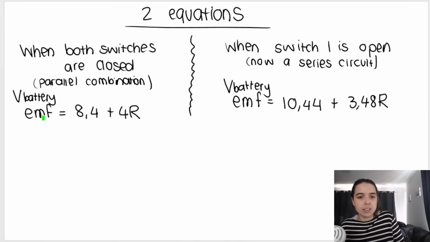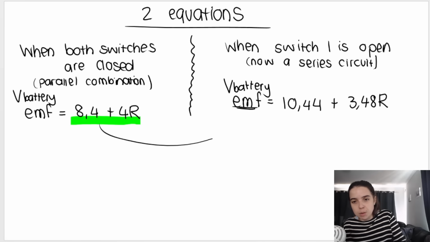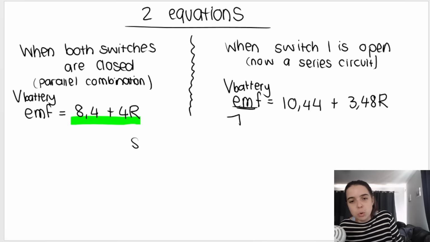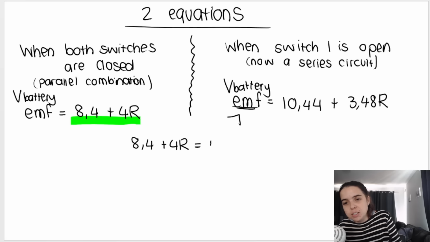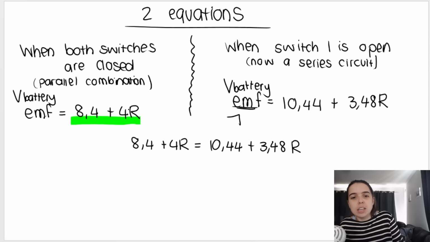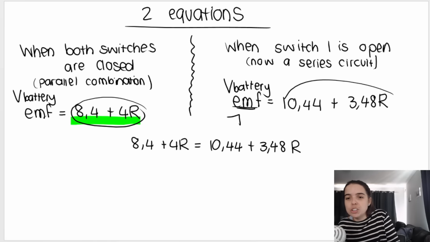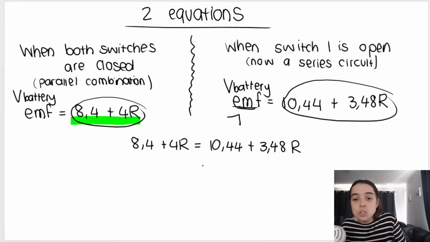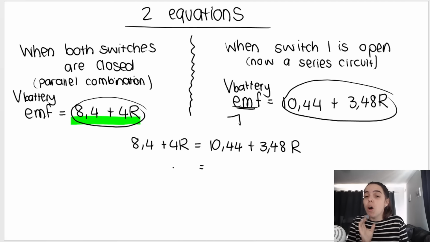Or you can think of it like this. EMF is equal to this. So in the place of EMF, I can put all of that. Essentially, we're going to have both equations being equal to each other. This is simultaneous equations. You should have learned this in maths. I think the easiest way to think about it is both equations equal EMF, so therefore both equations can equal each other. And then I can solve for R. Once I solve for R, I can put it back into my formula to get EMF. So let's do it. Let's solve for R.